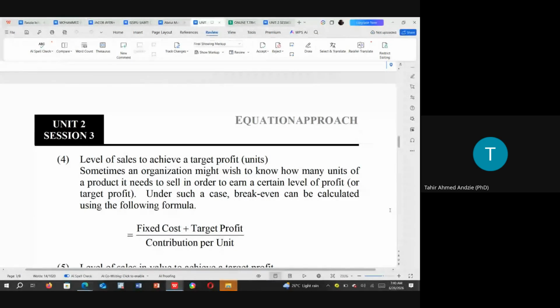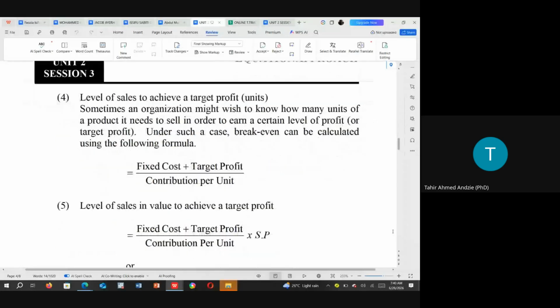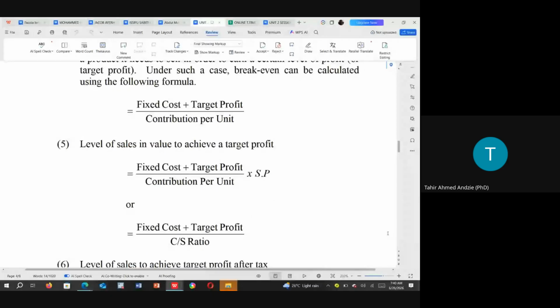So if a company wants to make a given target profit, then the formula will be simply the fixed costs plus the target profit divided by contribution per unit. That should give us the quantity to be sold in order to make a given target profit: the fixed cost plus the target profit divided by contribution per unit. So that is the level of sales to achieve a target profit.